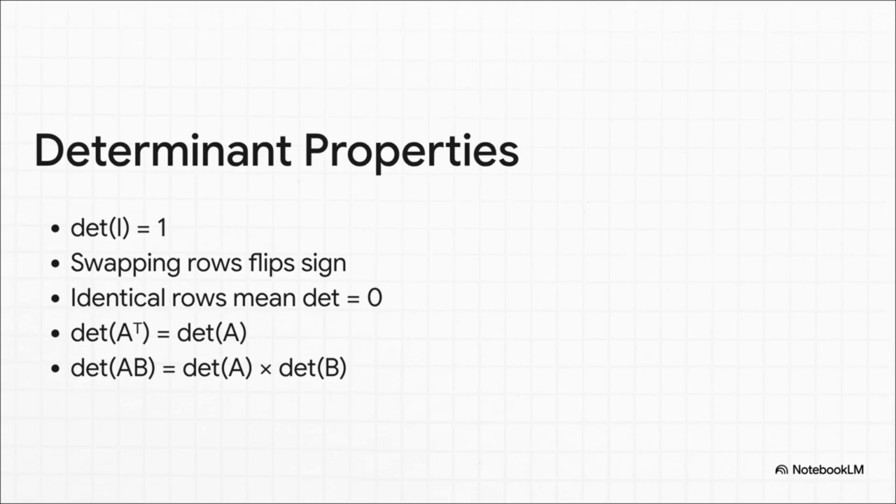Now, these properties here are essentially cheat codes for your exam. The determinant of an identity matrix is always exactly 1. If you swap 2 rows, the sign flips. Most importantly, if you ever spot 2 identical rows in a matrix, you instantly know the determinant is 0 without doing any math whatsoever. Oh, and the determinant of a transposed matrix is exactly the same as the original.